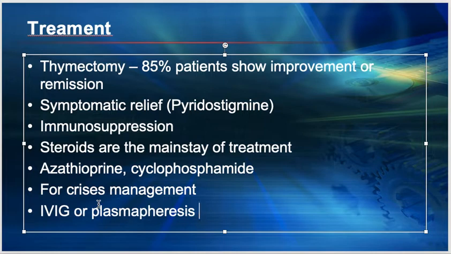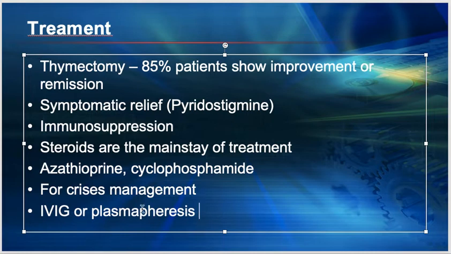Now, what is plasmapheresis? They exchange the plasma. Plasma is the one which has the antibodies, and they will remove that. These are used with patients for rapid improvement, or, for example, someone who has respiratory weakness. And as I told you, the symptoms are exaggerated by pregnancy, by infections, by menses, by drugs.